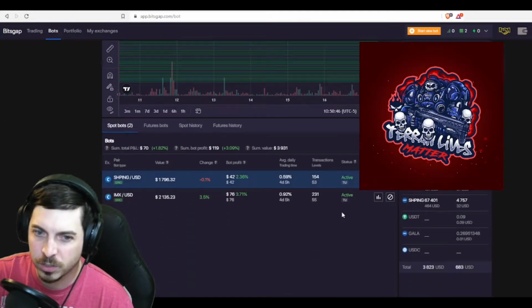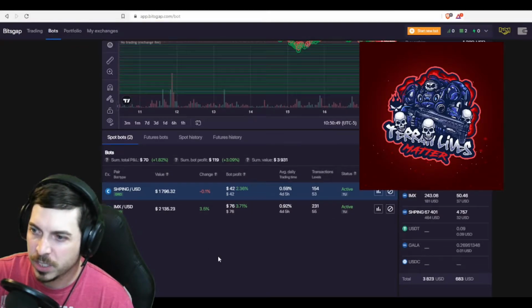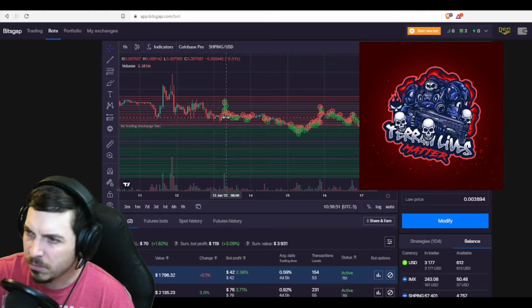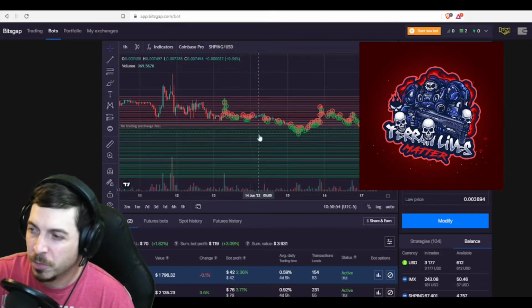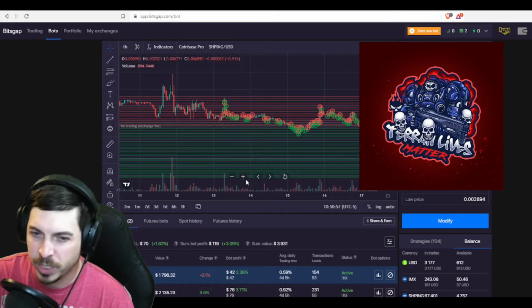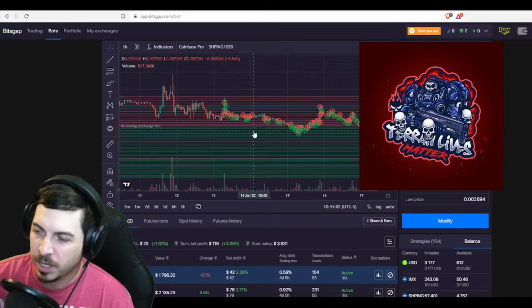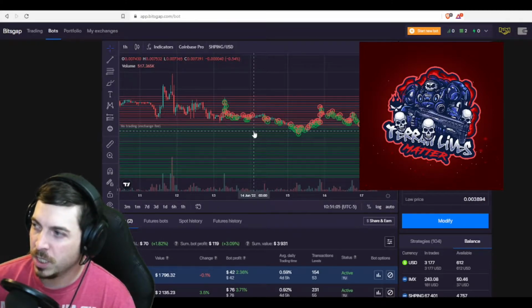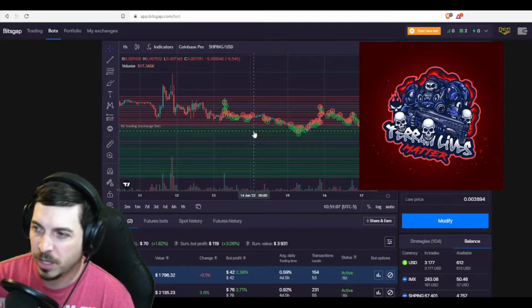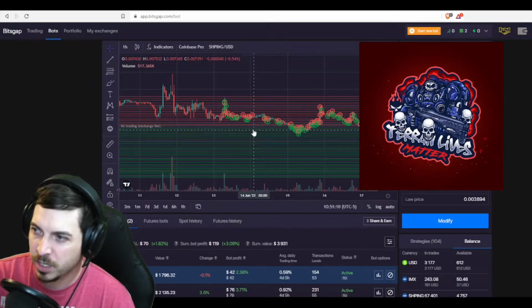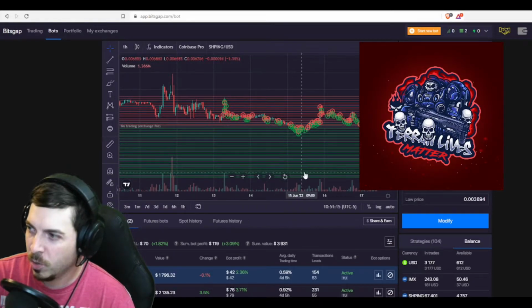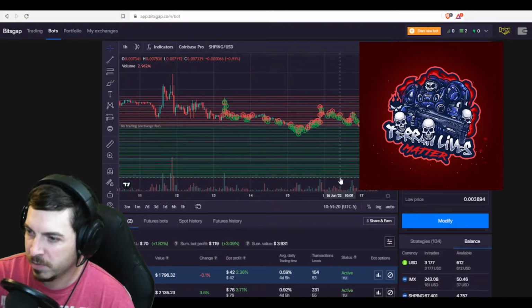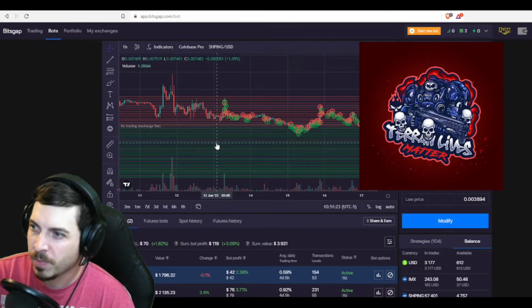Let's scroll back up. So I've got shipping to USD. That's what we're reviewing right now. And as the market goes down, all of these green lines you see are more buy orders that the bot has already placed according to the settings that I initiated whenever I started it. And it says that I'm going to buy as low as 0.003887 on this shipping bot.